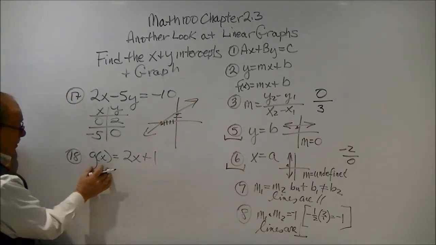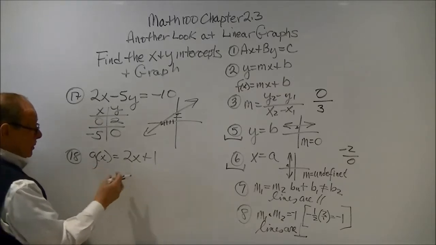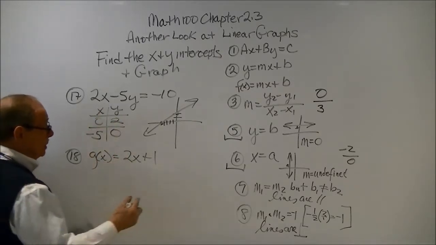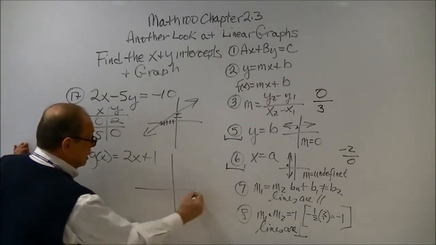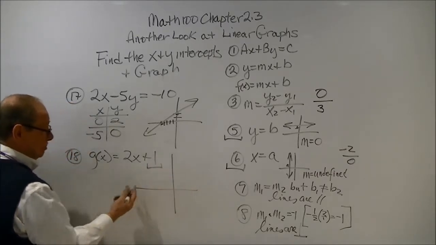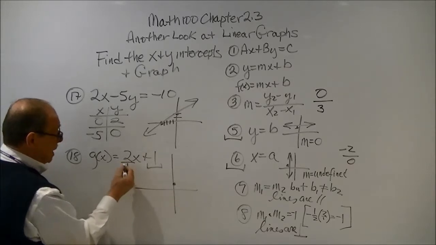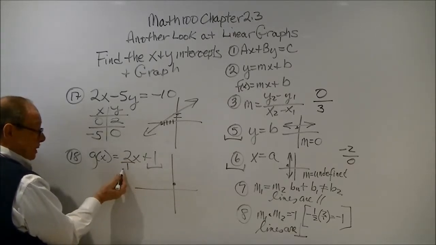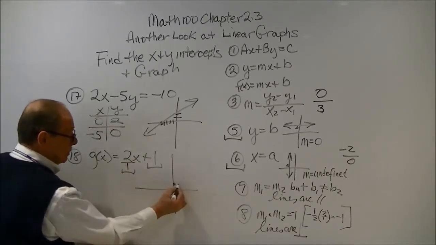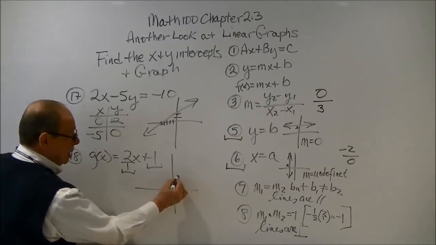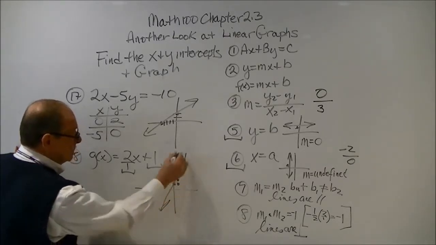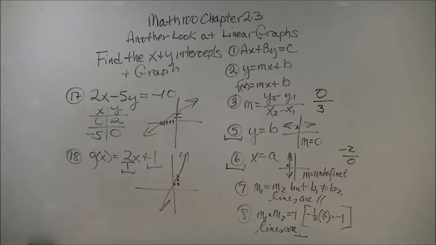Now this one's in function notation. You could use the x and y t-chart, or there's your y-intercept, b, which is 1. Your slope is +2/1. There's your slope, so I'm going to go over 1, up 2, and there's my graph. Again, there's some that we're skipping because they're not in our curriculum.